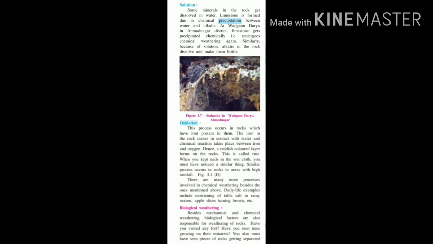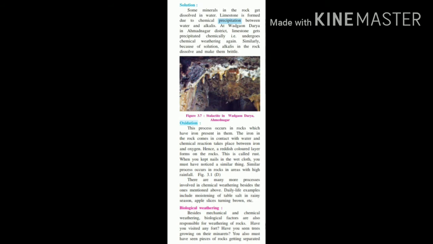Now we'll study about oxidation. This process occurs in rocks which have iron present in them. The iron in the rock comes in contact with water and a chemical reaction takes place between iron and oxygen. Hence a reddish colored layer forms on the rocks, as we have studied in this activity. In this activity, stains are formed.